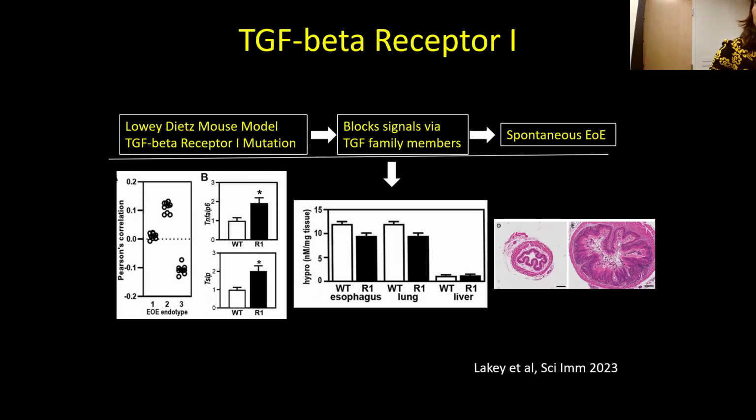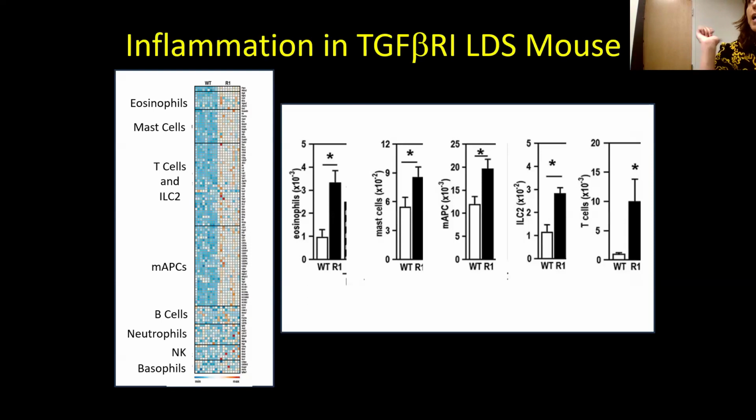What she found was that there's not a lot of remodeling, because none of the TGF-beta family members can signal. So there's not fibrosis, there's not smooth muscle hypertrophy. But there is a ton of epithelial proliferation. And super interestingly, she gets EOs, mast cells, T cells, ILC2s, and antigen-presenting cells, but not a lot of B cells, neutrophils, NK cells, or basophils. To me, this is a model of a mouse that is stuck in the inflammatory phase of EOE. This is what we consider in the EOE world to be EOE endotype 2, which I'll get to in a little bit.